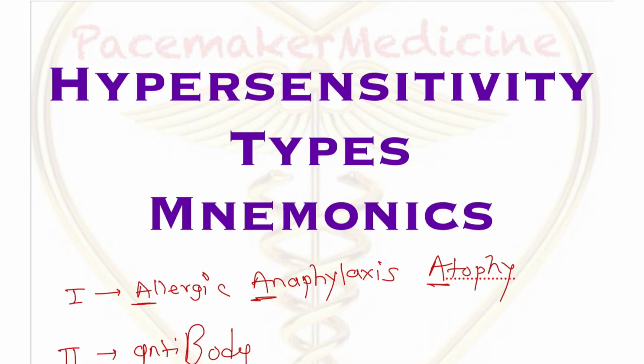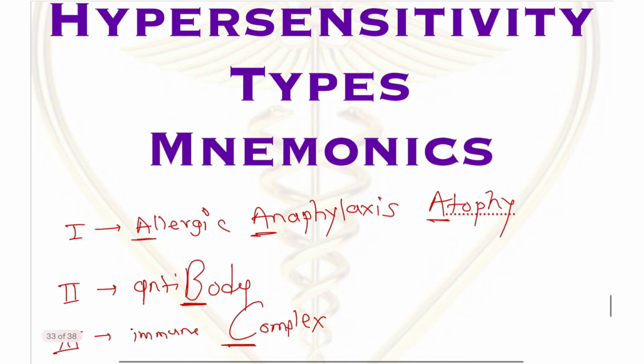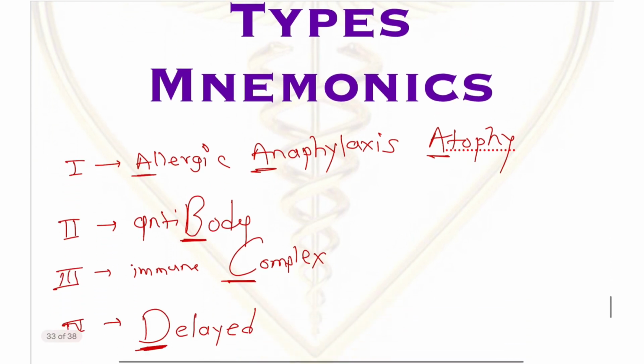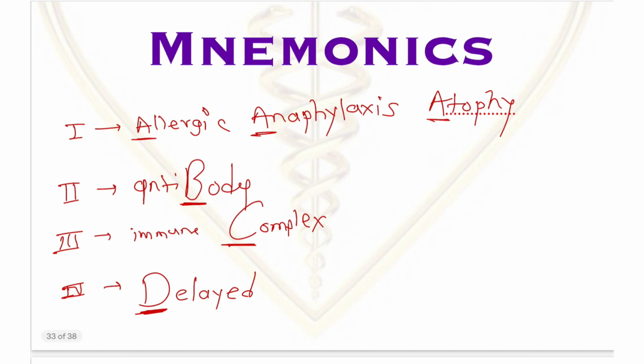Today we are going to see about the hypersensitivity reaction. What are the types of hypersensitivity reaction? How to remember all the hypersensitivity reaction types with the easiest mnemonics. There are mainly four kinds of hypersensitivity reaction: type 1, type 2, type 3 and type 4. In that, the type 1 hypersensitivity reaction is usually due to the allergic condition.